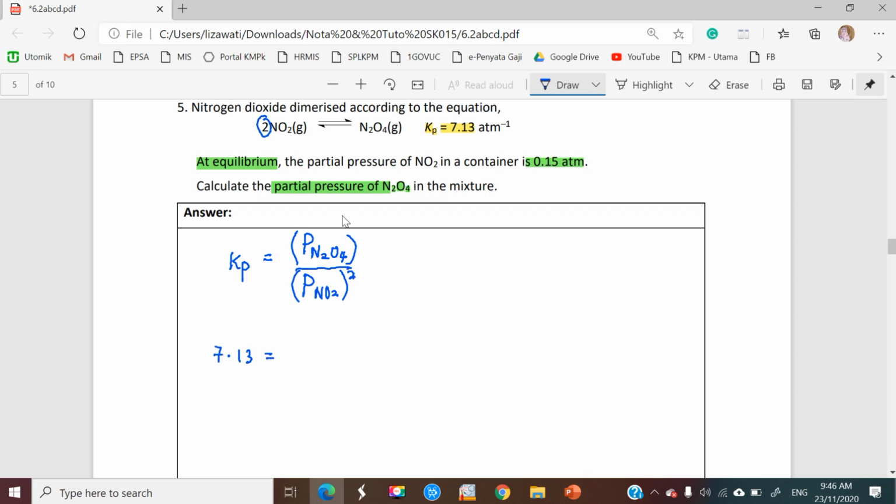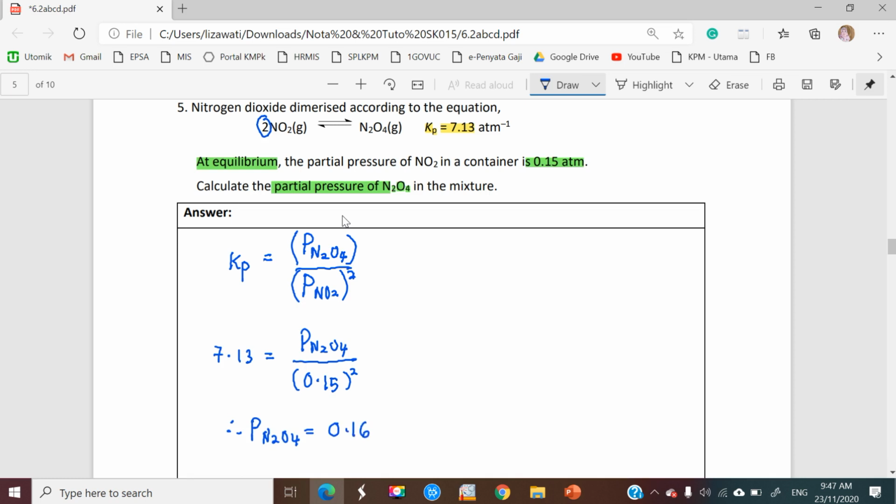Okay, partial pressure of N2O4. This is what we want to find out. And the partial pressure of NO2 is 1.5 squared. So therefore, you will get the partial pressure of N2O4. Alright, so 0.16.